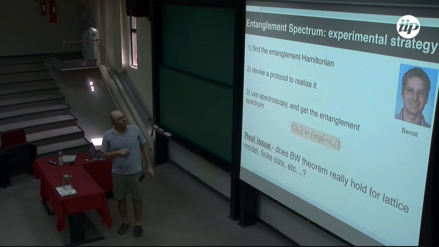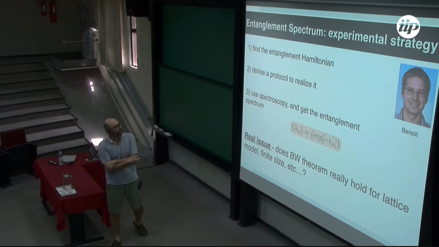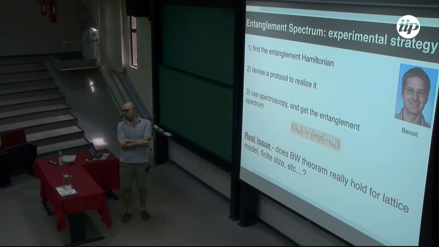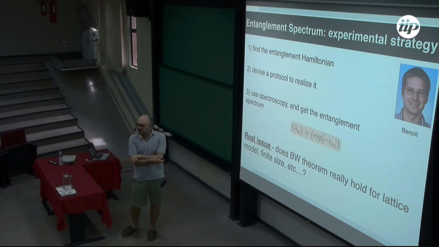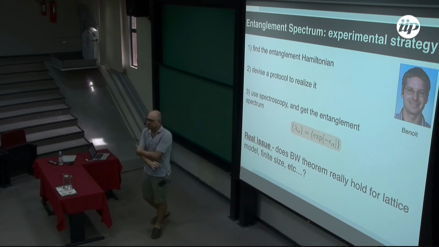Yeah? Now, if you want to measure the entanglement spectrum in experiments, in view of this result, this looks relatively simple. I mean, in principle, you have to find the entanglement Hamiltonian corresponding to the problem that you're interested in. You have to devise a protocol to realize it. And then you just have to do spectroscopy. Because by measuring the eigenvalues of this operator spectroscopically, you have immediate access to the eigenvalues of a given reduced density matrix. Okay? The real issue is that this theorem, I mean, is a field theory result, as was mentioned before.